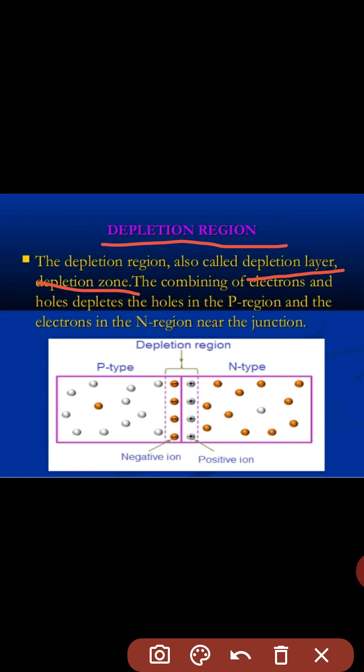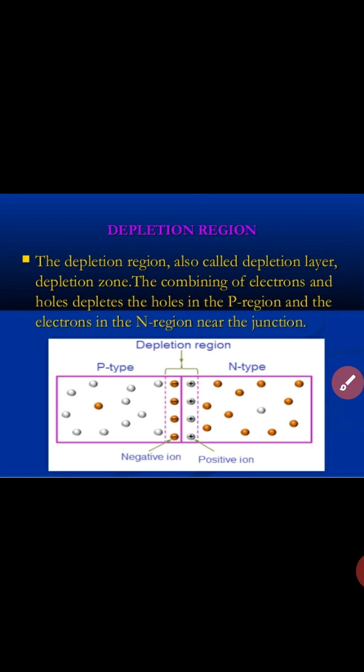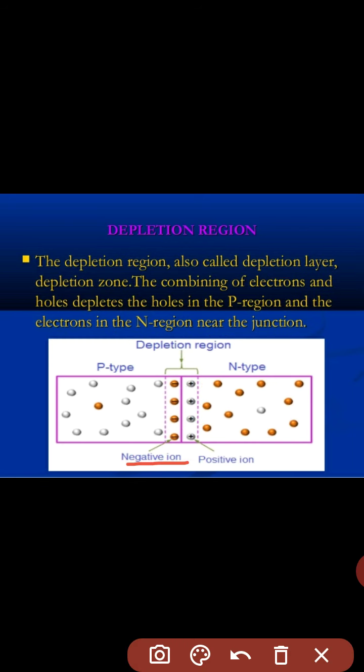The combining of electrons and holes depletes the holes in the P region and electrons in the N region near the junction, which is as shown by this diagram. So here we get depleted immobile ions, negatively charged ions towards the P region, whereas positively charged ions, as shown by this diagram, towards the N region, and these immobile negative and positive ions form the depletion region. This is the depletion region. The width of the depletion region is very small, of the order of some micrometers.